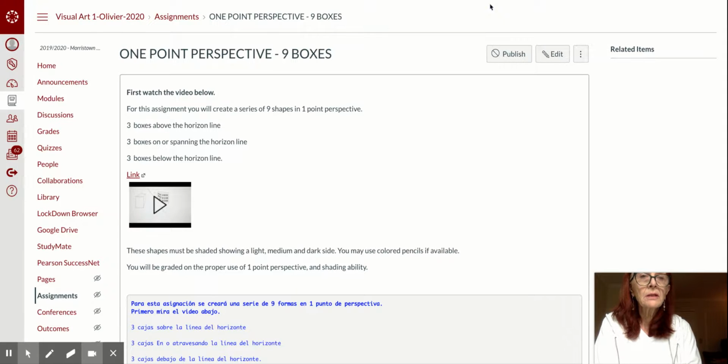Okay, the next assignment next week is going to be 2-point perspective. So we'll have another little demo on that too, and you'll see a tutorial as well.